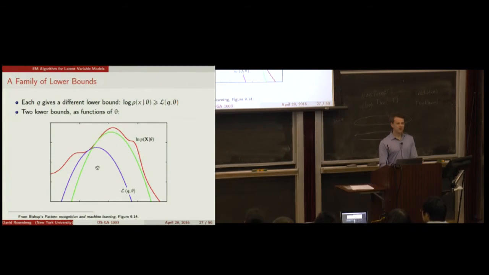So the method that we're aiming for here is we're going to kind of jiggle around Q, and for every Q, we're going to find the maximum theta for that Q. And then we're going to kind of go back and forth.